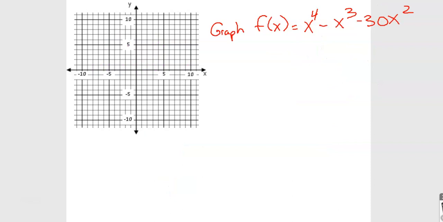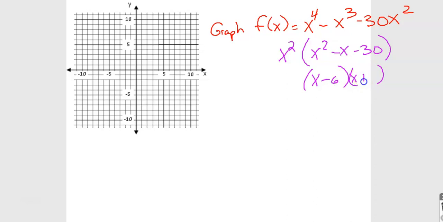Then our last problem, if I had a problem like this, again, get it in factored form. So factor out the GCF. Factor this further. Set it equal to 0, which means that is 0, that is 6, and that is -5. So at 0, at 6, at -5. Notice this is a positive x to the 4th again. So these happen a lot. So the end behaviors will look like that.